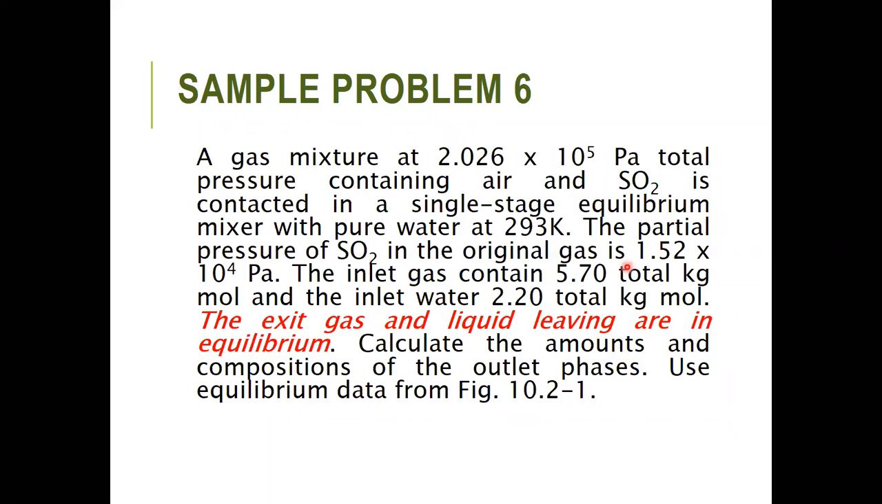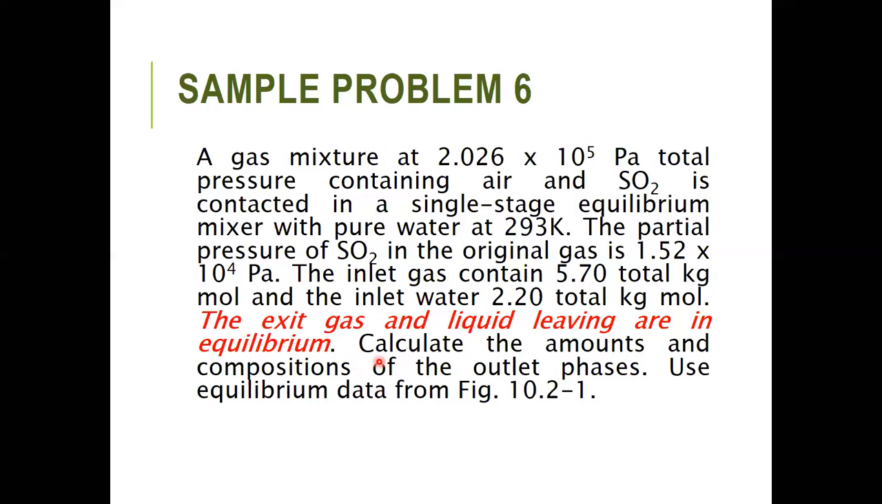The partial pressure of SO2 in the original gas is 1.52 times 10 raised to 4 Pascal, and the inlet gas contains 5.70 total kilogram mole, and the inlet water is 2.20 total kilogram mole. The exit gas and liquid leaving are in equilibrium. Even if this particular statement is not included in the problem, we are to assume that the leaving streams, or the exit streams, are equilibrated. Otherwise, we cannot make use of any equilibrium relationships and our problem could not be solved.